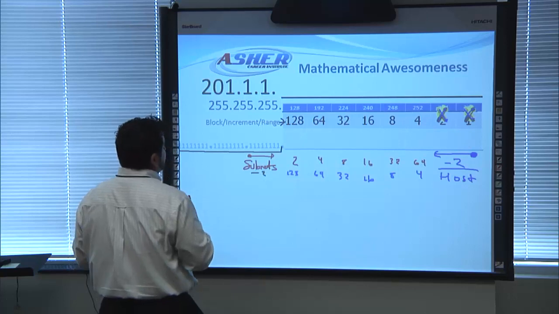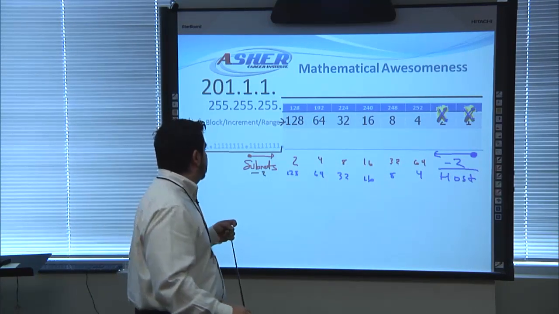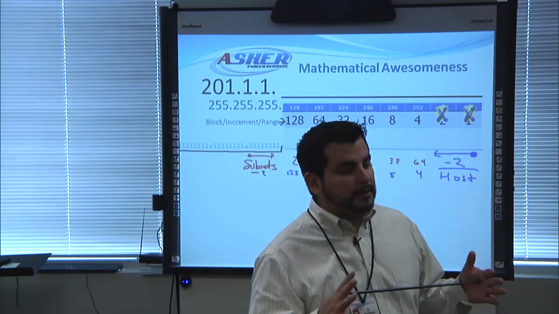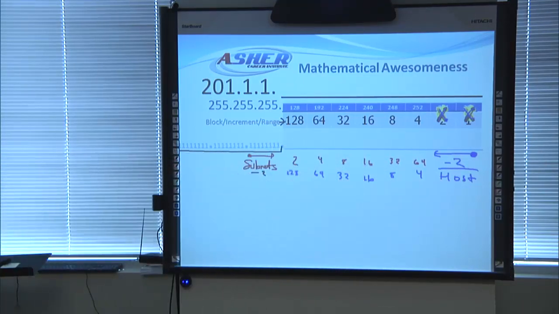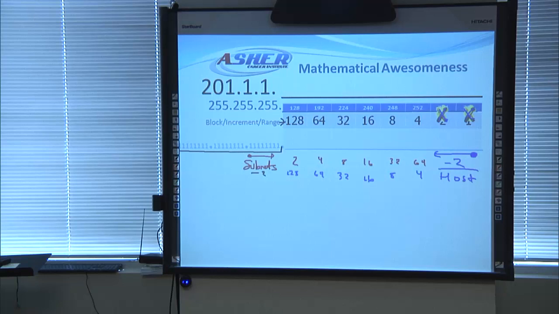I need to have subnets that allow me to have 60 computers in each subnet. Does that make sense? I'm not telling you how many subnets I need. I'm telling you that I just need 60 computers in each subnet. That make sense? I need 60 hosts.